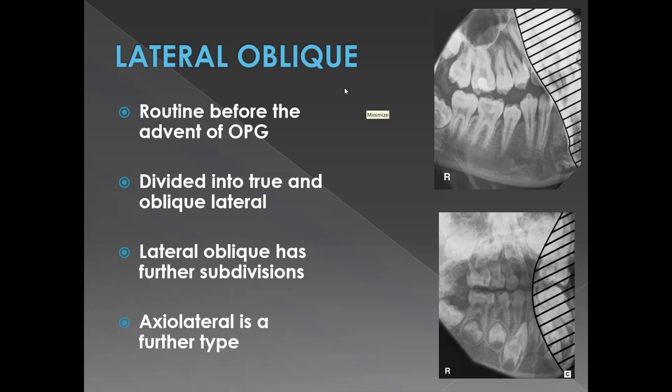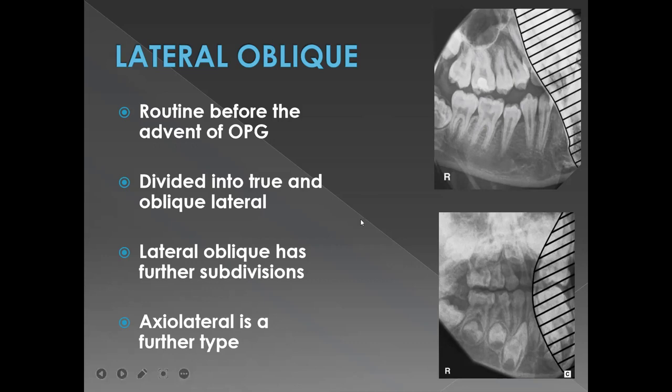Dr. Umair, this X-ray is not done routinely now. You still might come across this if you have any patients who come from the peripheries who only have access to these X-rays and they don't have an OPG. So they might come to you with a lateral oblique. Otherwise, this X-ray is usually not done nowadays.